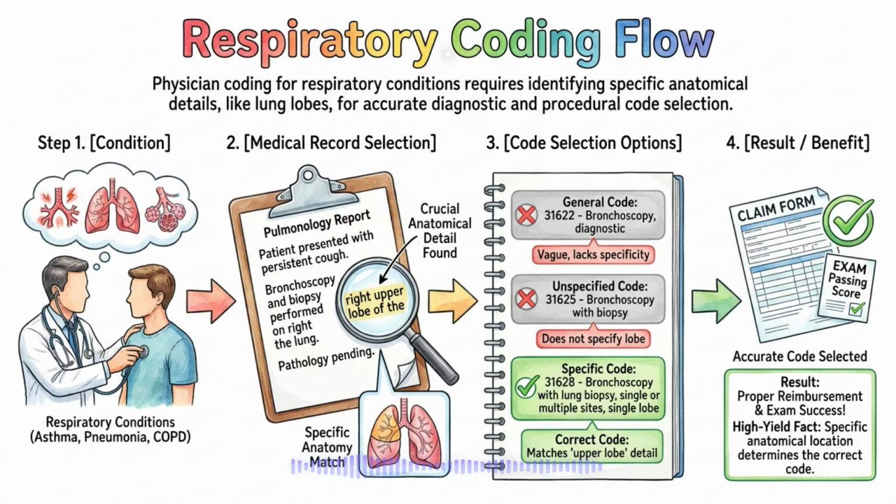This system includes the nose, trachea, lungs, and the tiny air sacs called alveoli, where gas exchange actually happens. Physicians often treat conditions like asthma, pneumonia, and chronic obstructive pulmonary disease, which all affect different parts of the respiratory tract. When you read a pulmonology report, you will need to identify exactly which lobe of the lung was biopsied or examined. This anatomical detail is what allows you to choose the most specific diagnostic and procedural codes on your exam.